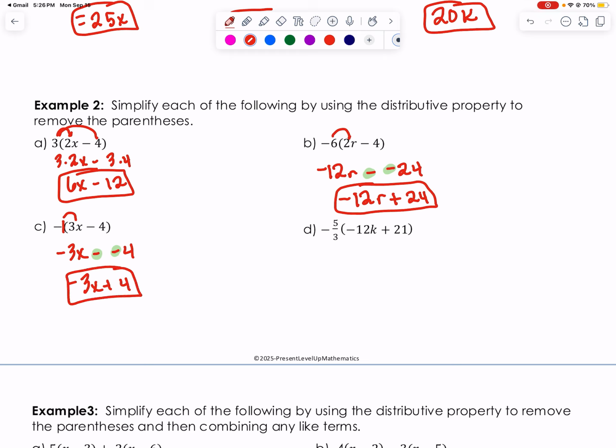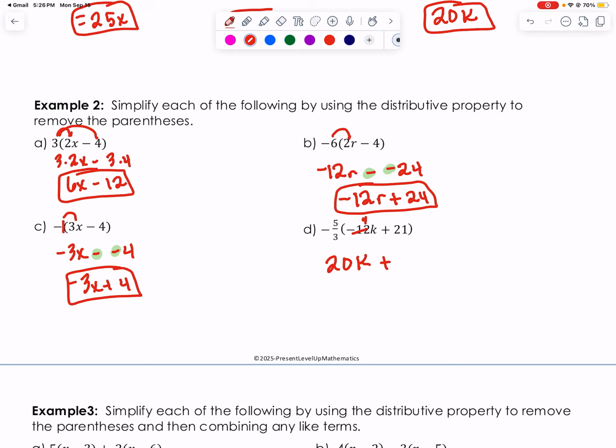All right. In problem D, we have negative 5/3 times negative 12. So a negative times a negative will be a positive. So 3 goes into 12 4 times. And 5 times 4k would be 20k plus. All right, now I'm going to do the same thing.